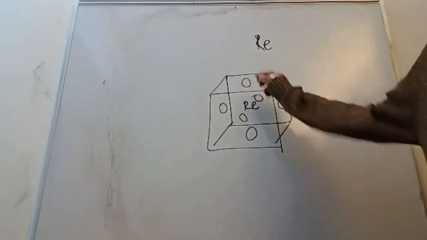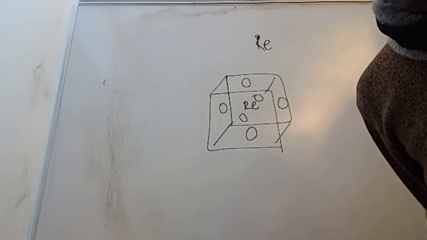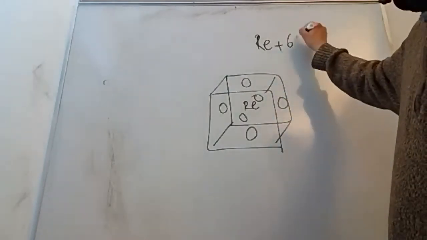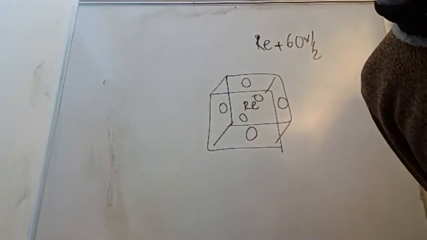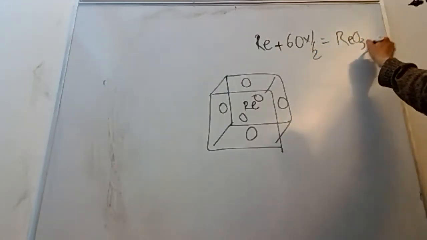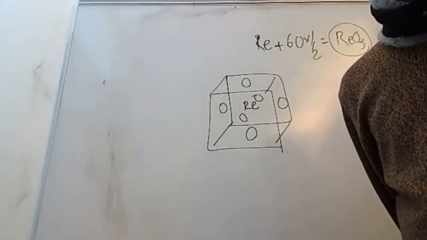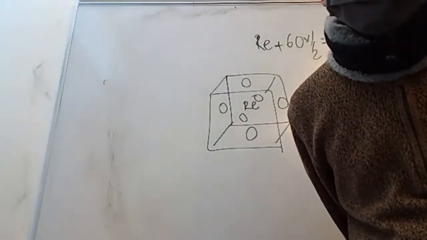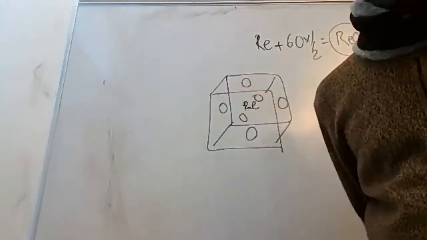How many oxygens do you count here? We have 6 of them, but unfortunately, they are shared by 2 other cubes, right? So you have 6 oxygens and their contribution is only 1/2. So the formula of this then should be ReO3. In fact, in reality, rhenium trioxide crystallizes, that solid has exactly the same crystal structure.